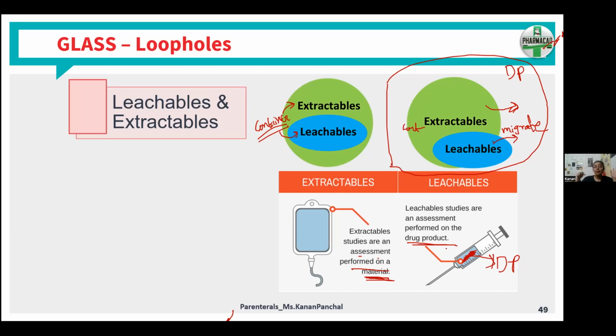Leachables can migrate. They migrate into your DP. That is why to analyze it, you need to study DP. Extractables don't migrate. They stay in your container. That is why to study it, you need to test your container. And it is applicable not only to glass, even to plastics, even to your PVCs, but the possibility is more in case of glass. Clear, everyone? Yes, ma'am. Good.